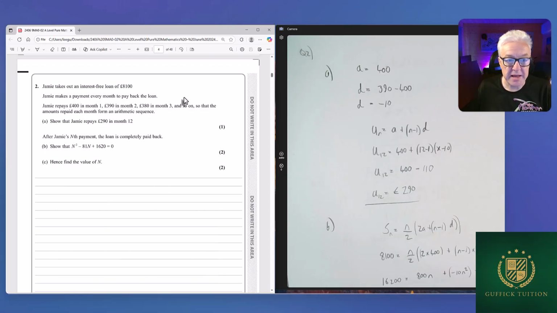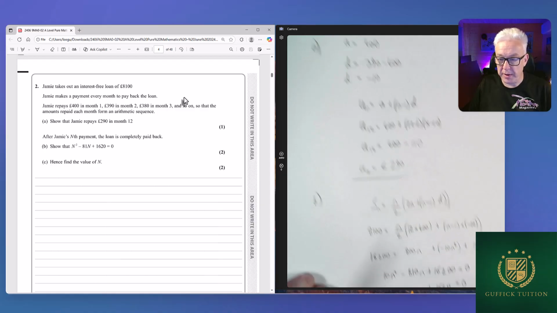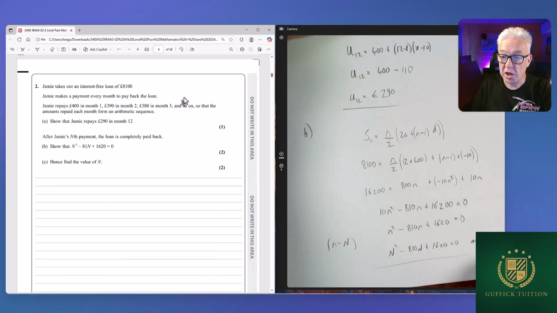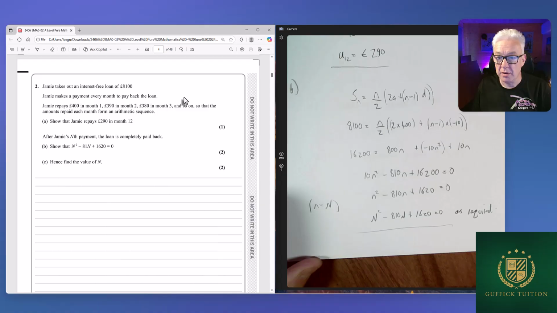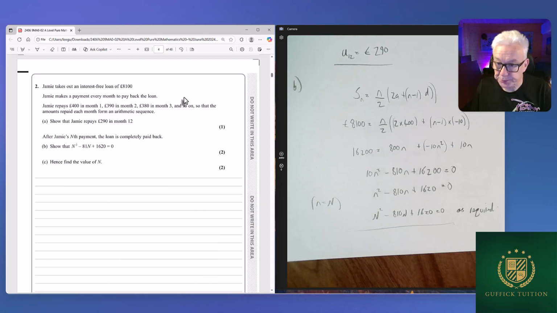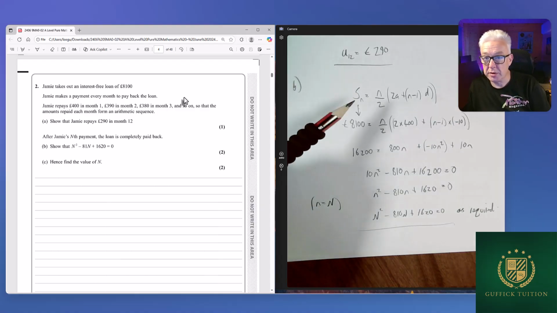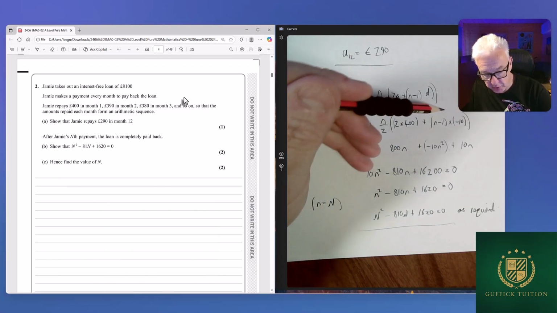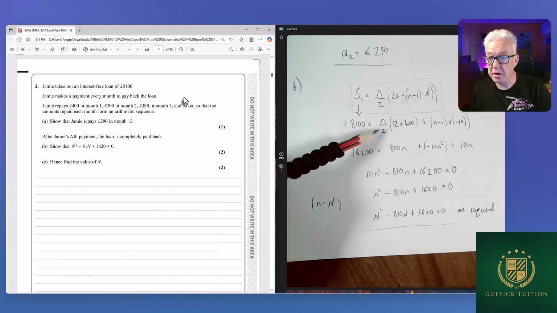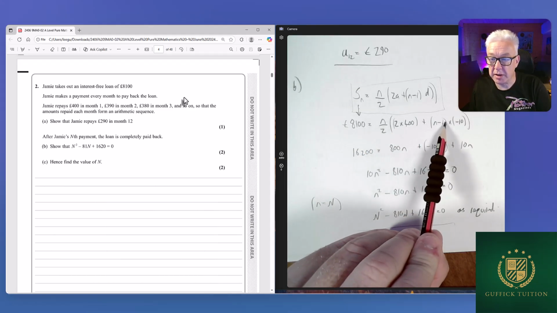Now, after Jamie's nth payment, the loan is completely paid back. Show that n squared minus 81n plus 1620 equals 0. Okay, so basically, because there's no interest, the total sum that's paid back is the principal sum, in other words, the amount that Jamie borrowed, which is our 8,100. So what we need to do is put 8,100 as our sum into the sum of an arithmetic progression formula. Remember, we're given this one in the formula booklet, which is super nice. So you have n over 2 times 2a plus n minus 1 times d.